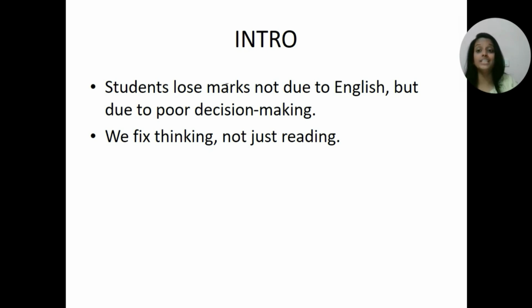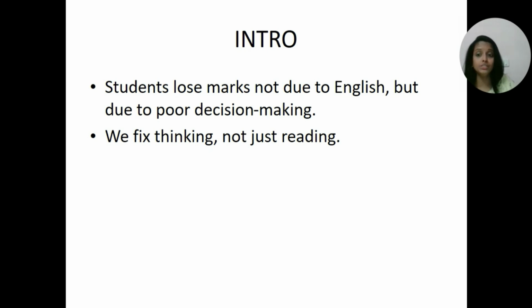Most students lose marks because they don't understand how to think while choosing options. They read everything slowly, they get confused between similar options, or worse, they guess. So today we are going to fix that completely.